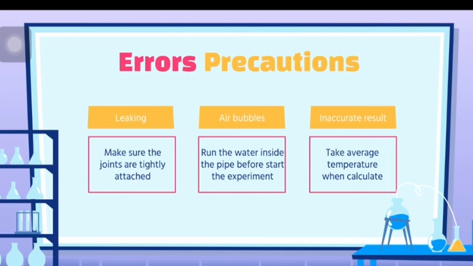Next are the errors and precautions for this experiment. Students need to make sure the joints are tightly attached in order to avoid any leaking. Next, if there are air bubbles inside the pipe, students need to run the water inside the pipe before starting the experiment. Lastly, to avoid inaccurate results, take the average temperature when calculating.